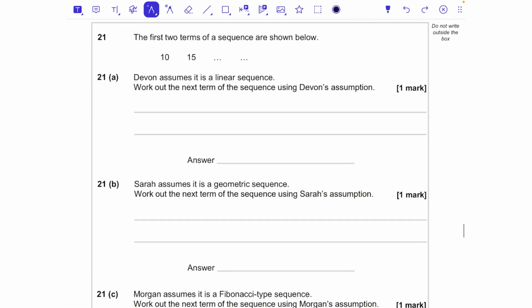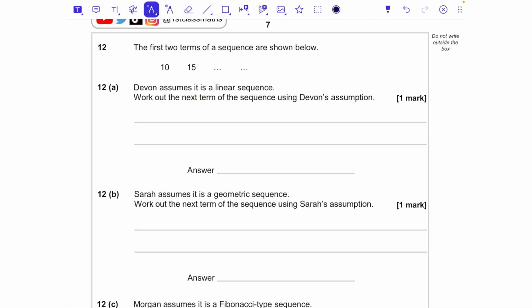Question number 21. The first 2 terms of a sequence are shown below. We've got 10, 15, something, something. Devon assumes it is a linear sequence. Work out the next term of the sequence using Devon's assumption. So linear would mean it would be going up by the same amount each time, adding on the same amount. If you plotted it on a graph, it would make a straight line.